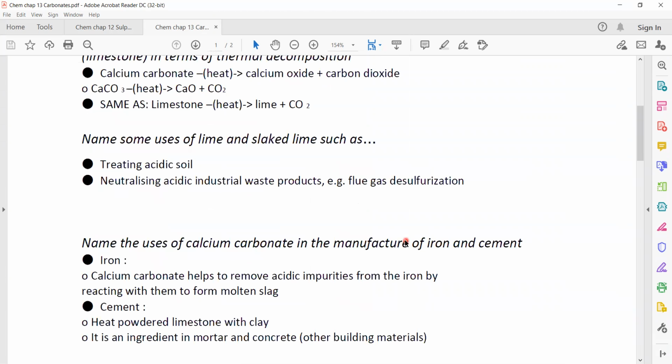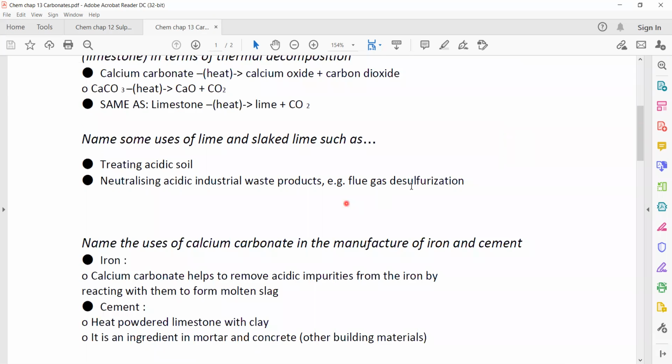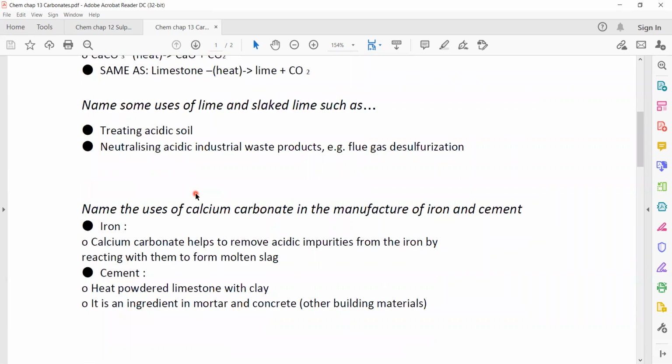Some uses of lime, calcium oxide, and calcium hydroxide: for treating acidic soil and neutralizing the industrial waste. Example, the flue gases, desulfurization. Sulfur dioxide is an acidic oxide, so it can react with metal oxide or a base.